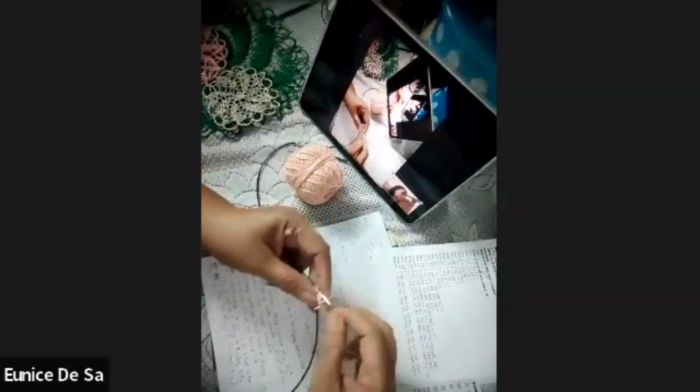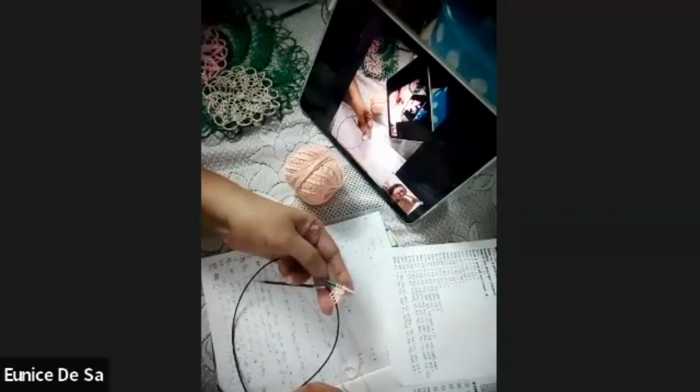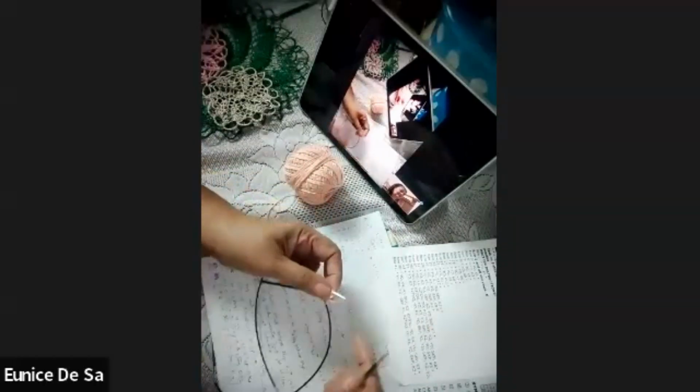Try not to twist your work, okay? Just keep it plain like this. Don't let the needles twist.